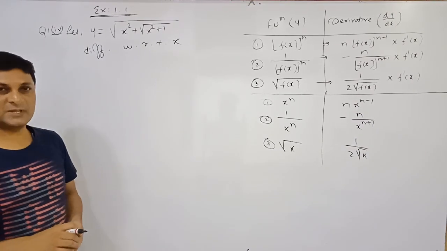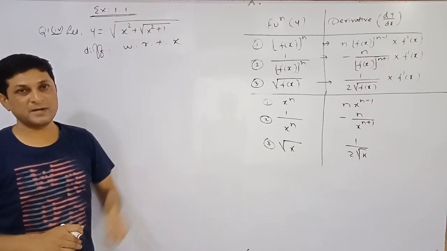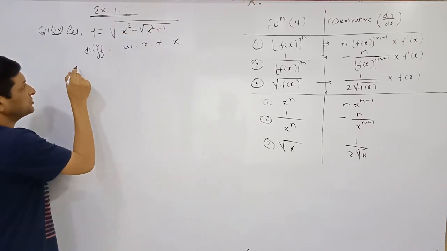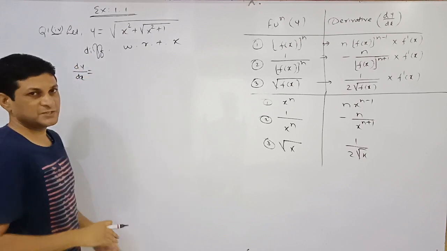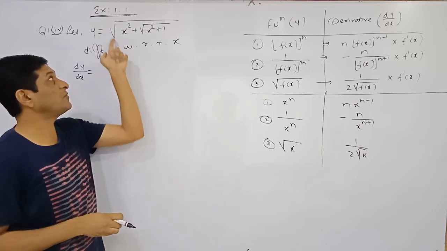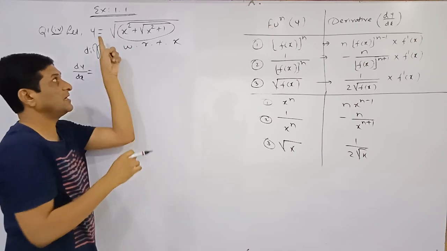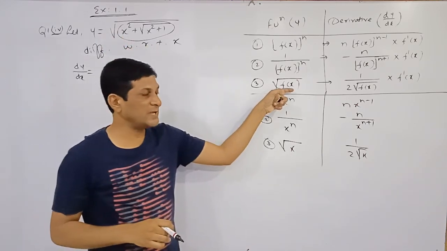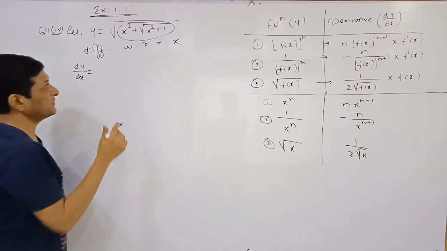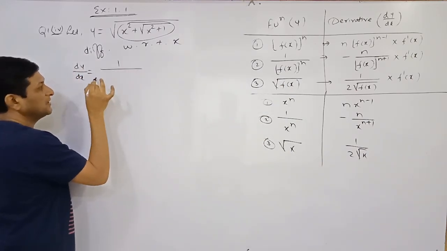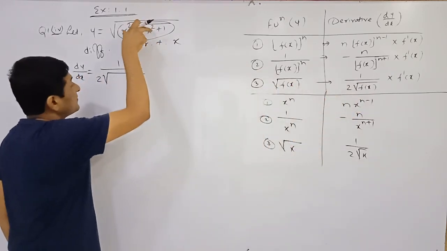See, in this fourth example, the given function is under root x square plus root x square plus 1. So let us differentiate it. So dy upon dx is equals to its differentiation. Observe that the function is in the form of what? Under root f of x. This whole term is your f of x. Under root f of x means here we are able to apply the third formula to find out the differentiation. According to this formula, its differentiation is 1 upon 2 under root what? f of x. What is your f of x here?